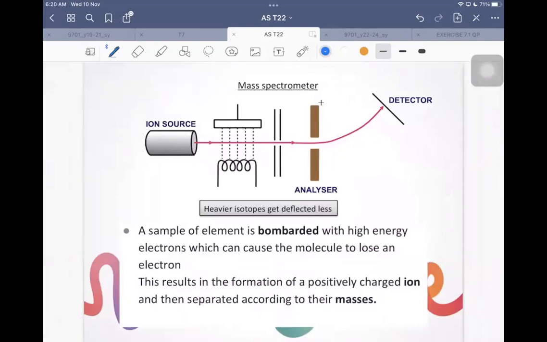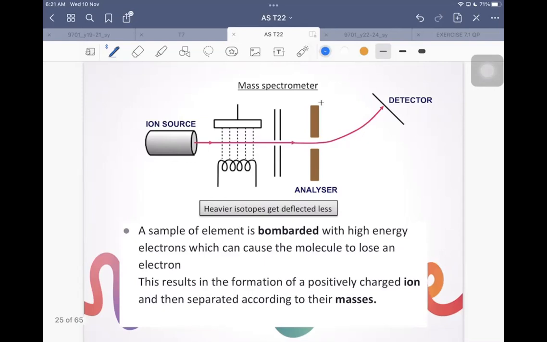Moving on, this is just a basic idea of how a mass spectrometer works. If we are carrying this out for an atom, you put in a sample of your element, just choose one element. Your atom will be bombarded, hit by a high energy electron, to kick out one electron. So basically you are using an electron to remove an electron from an atom, right? The reason for this is because you want your sample to be charged. If your sample is charged, then it can get deflected and then separated, right? I'll show you in the next slide.